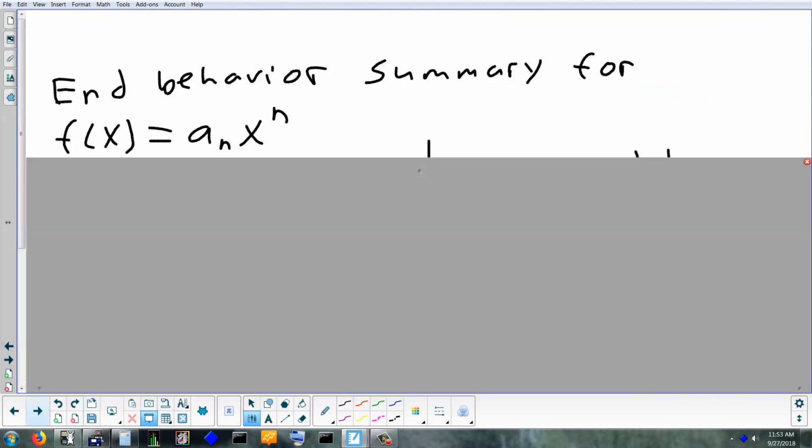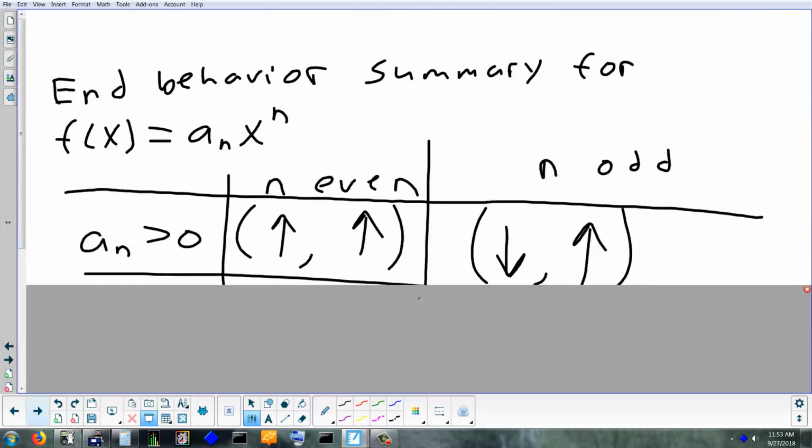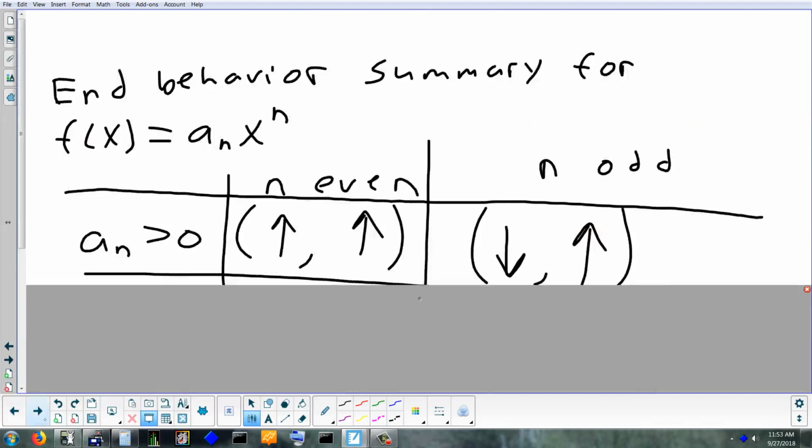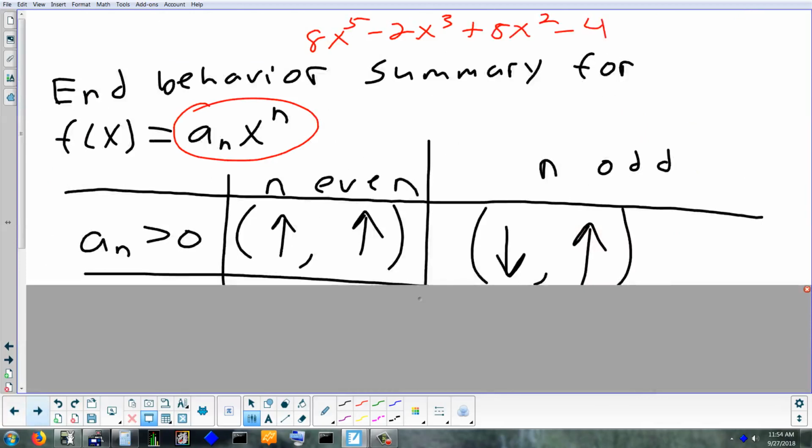So, let's look at a chart that summarizes, just by looking at 2 things, what the end behavior is going to be. This is your leading term. So you might have something like 8x to the 5th minus 2x cubed. All that other stuff after 8x to the 5th, that's great, but it doesn't really matter. The leading term is the only thing that matters.